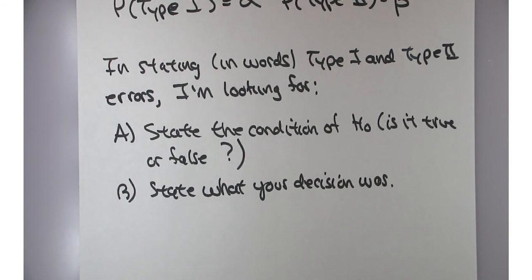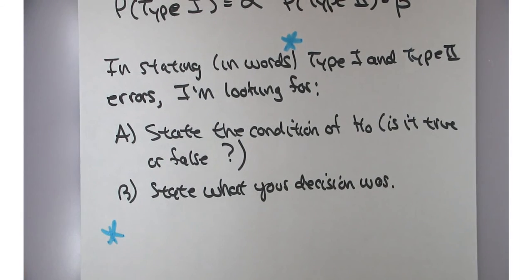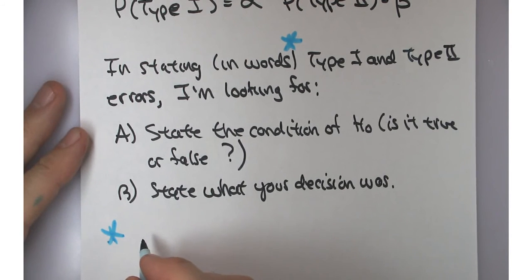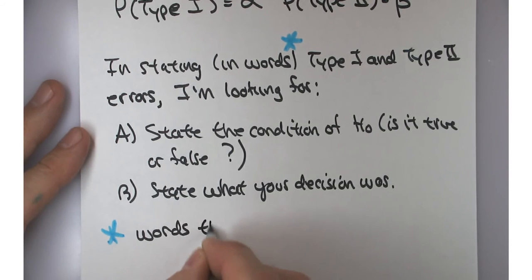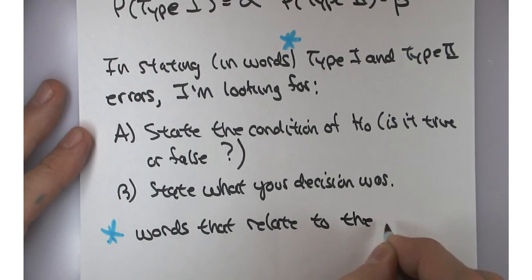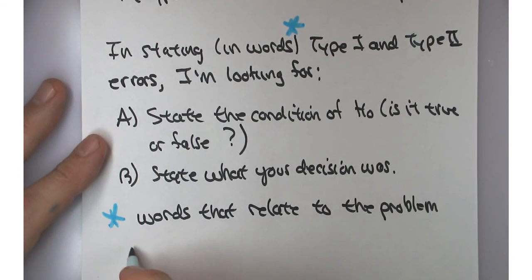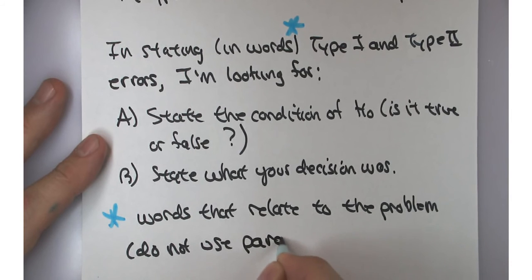And I should probably put a little asterisk up here. These have to be words that relate to the problem, without using heavily laden terms like parameter or hypothesis. Words that relate to the problem. Do not use parameters or definitions.